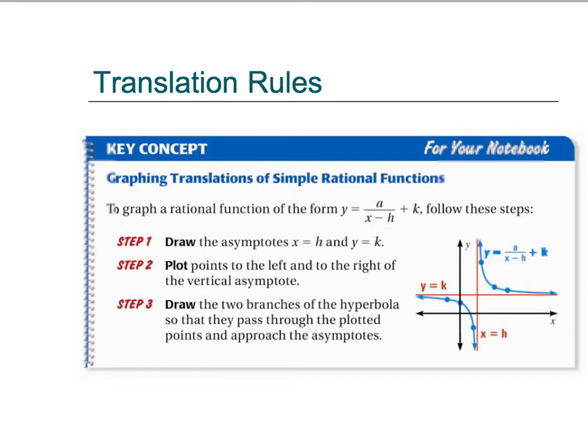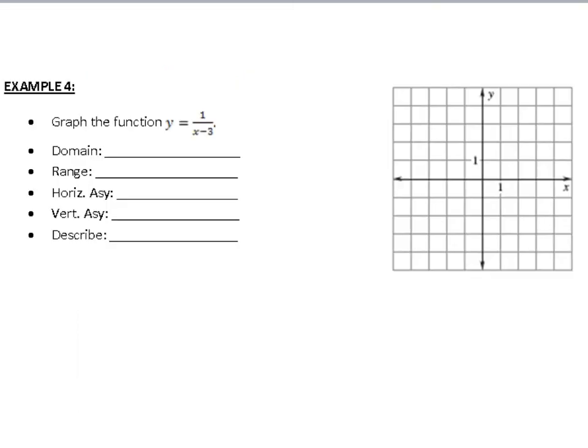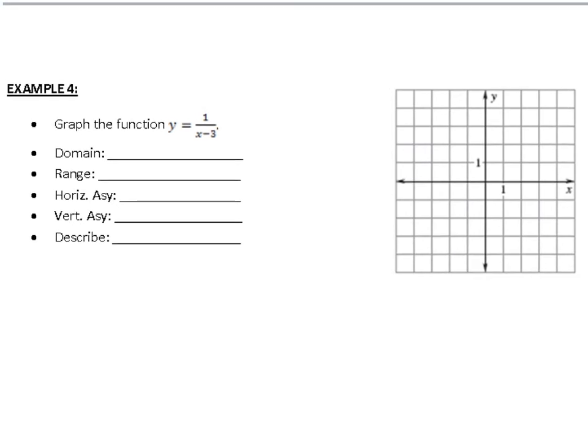So let's try some of these. Looking here, I don't have anything at the very back. I don't have anything right here. I don't have a +k. So I know this doesn't move up or down, and since it doesn't move up or down, I can draw my asymptote in here.